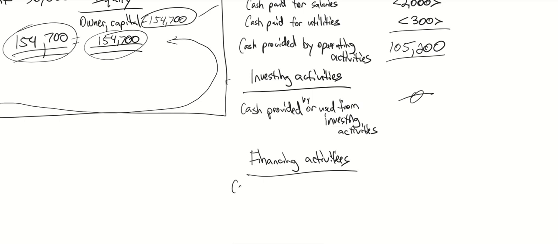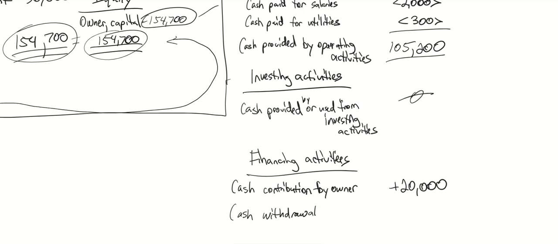Okay, so I'm going to put on here cash contributed by owner, or cash contribution by owner. This is for plus 20,000. Okay, the next one is going to be a cash withdrawal by owner.